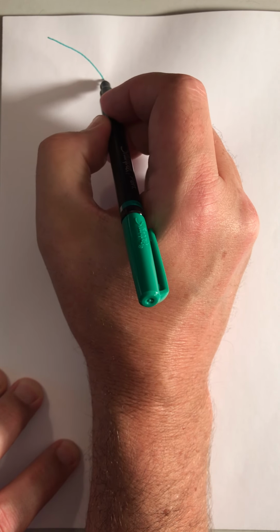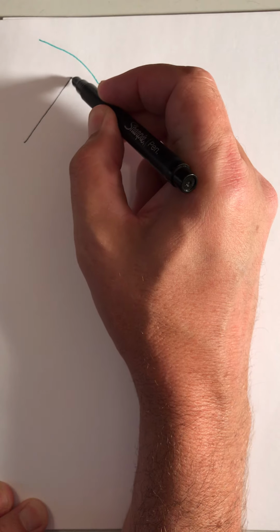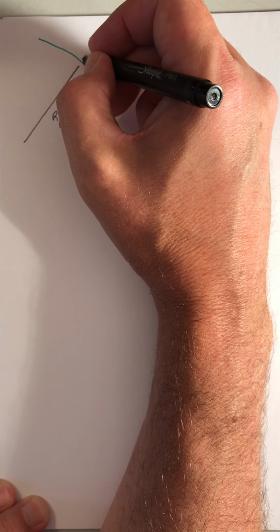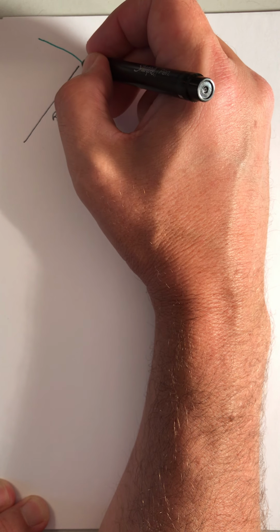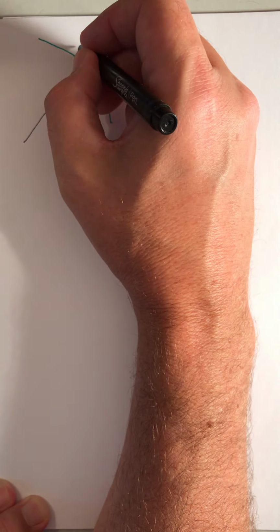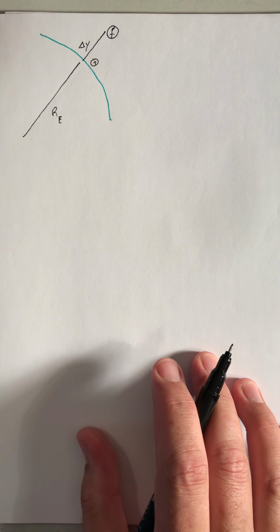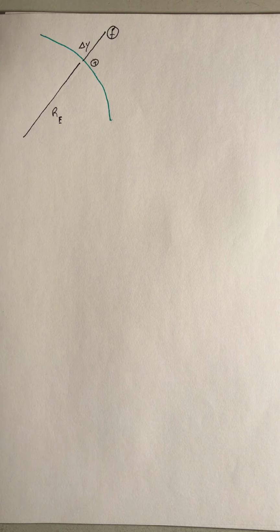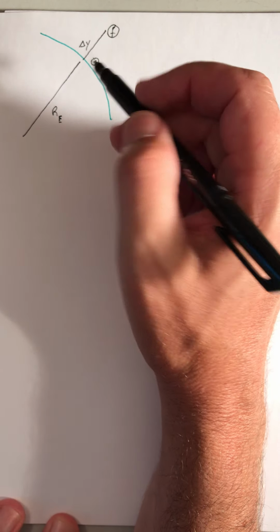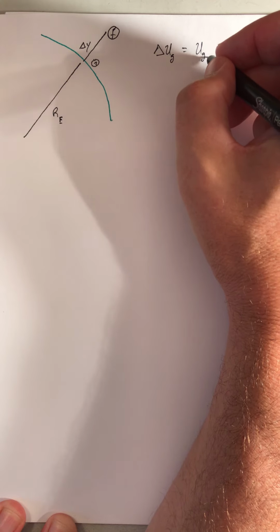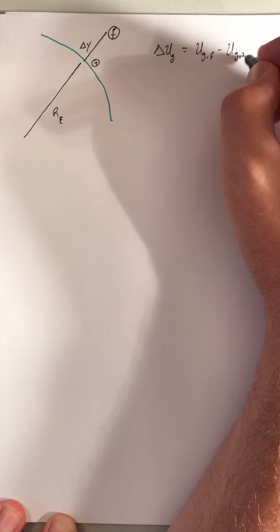So let's have part of the surface of the Earth and Earth's radius r sub e. Let that give us our initial point around the surface of the Earth, and then also some delta y up for our final point. So the change in gravitational potential energy between the final and the initial, delta U sub G, is UG final minus UG initial.